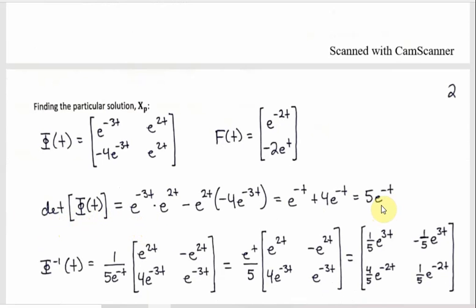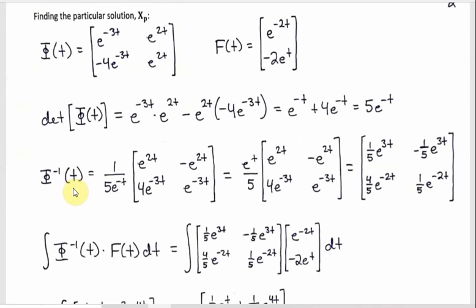And if you get it, it ends up being 5e to the -t. And then here's phi inverse. It's going to be 1 over the determinant times, and then if you look at these entries compared to up here, the ones on the diagonal that go from the upper left to lower right are interchanged compared to up here, and then on the other diagonal, so upper right to lower left, those are negated. And then I just rewrote 1 over 5 e to the negative t as e to the t over 5 just to make the multiplication a little bit easier.